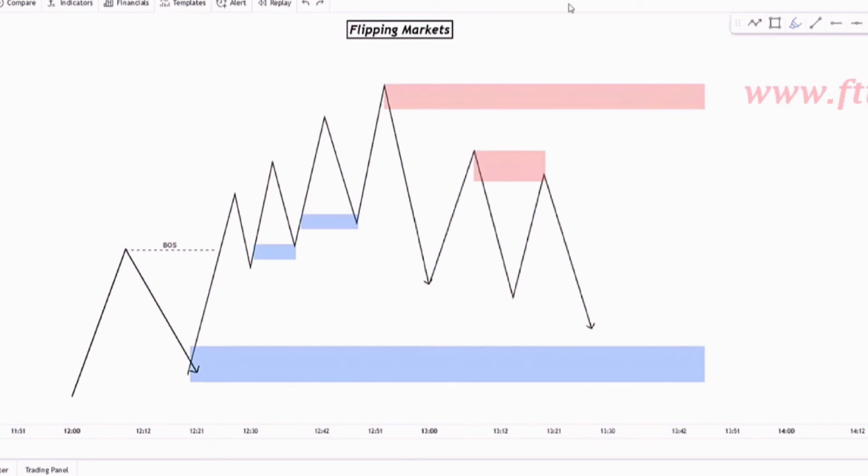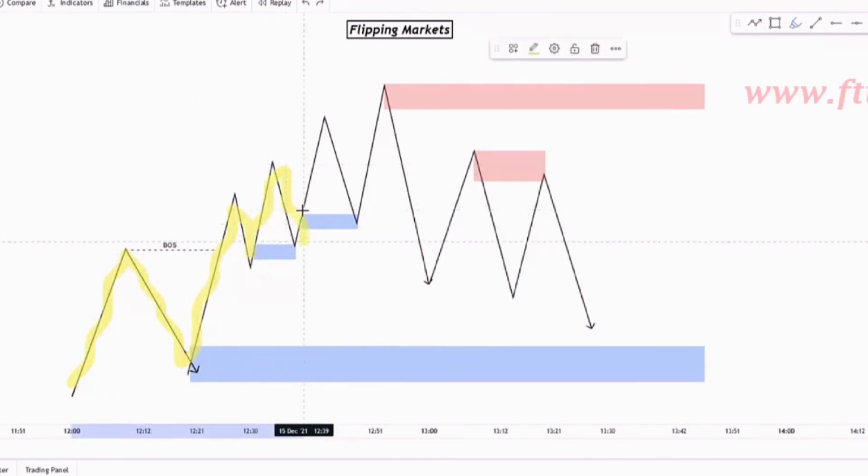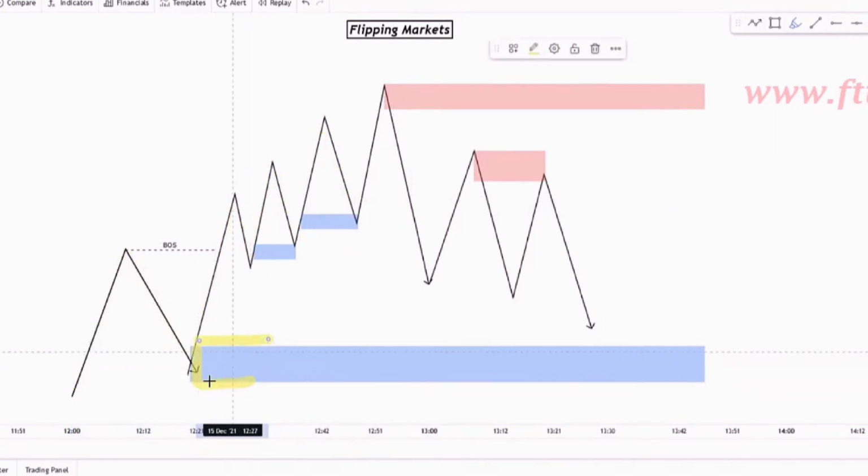Okay, so let's see an example for that. How can we use the unmitigated and mitigated zones for our advantage? So as you can see, price is extremely bullish, creating series of higher highs and higher lows. And price created this demand zone right here. This demand zone is valid because it broke structure to the upside, so it broke the last structural point, created an inefficient move, but it was left unmitigated because price didn't come back down to mitigate and collect the orders.